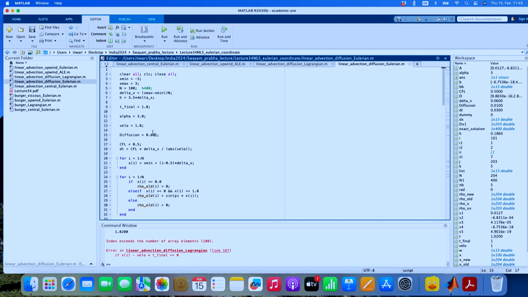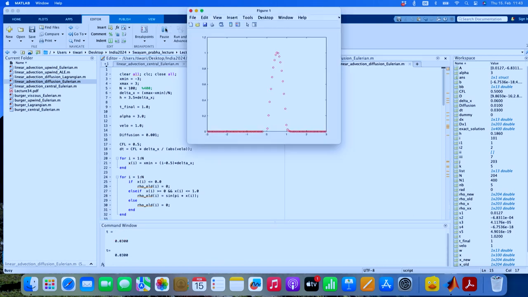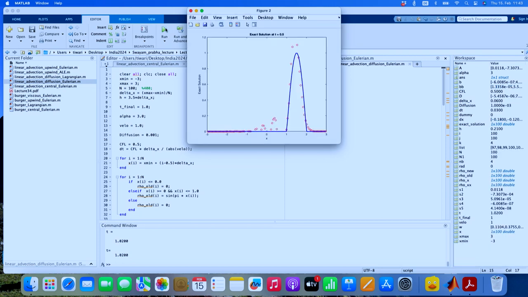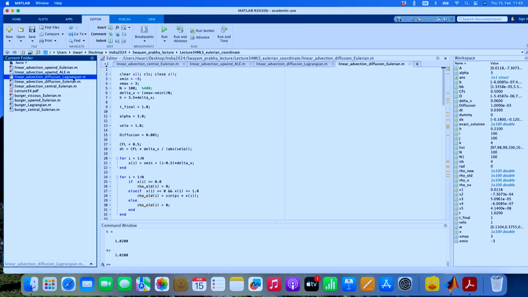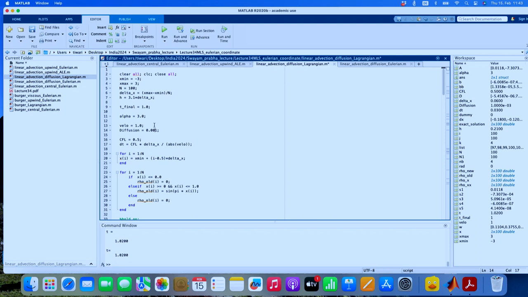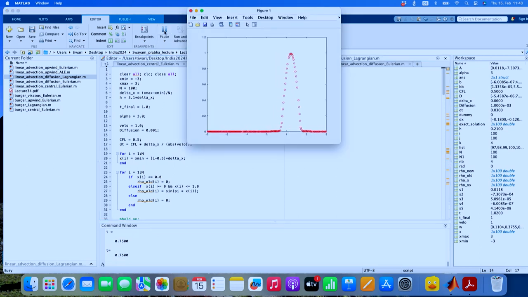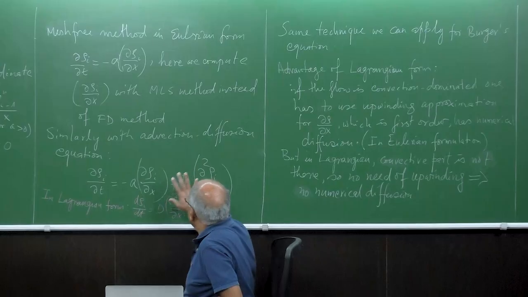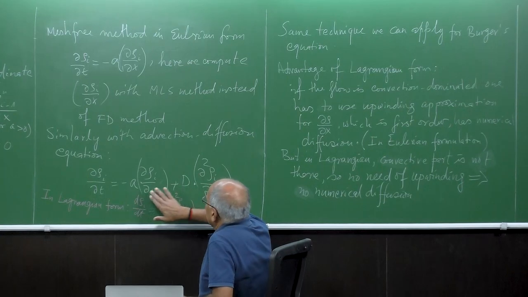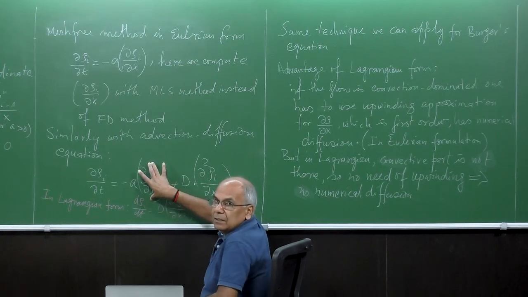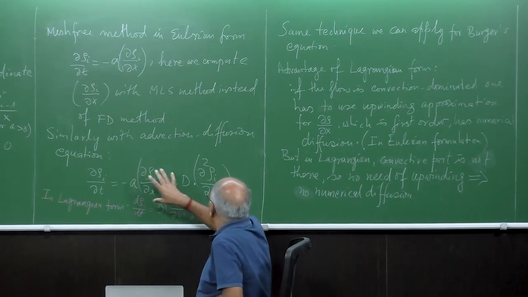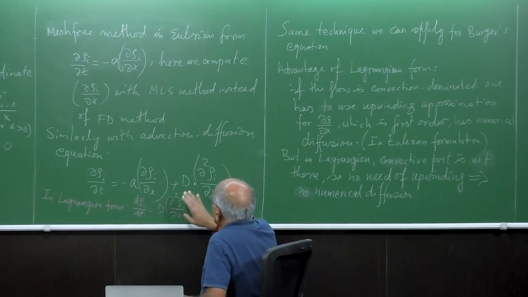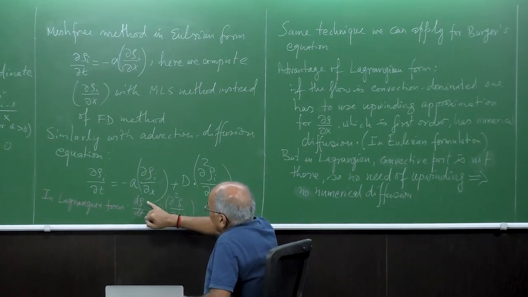Let me check again with the Eulerian formulation 0.01. It is much worse, oscillating too much. With the Lagrangian, even with very, very small epsilon, there is no problem. Everything is fine. Now the question is that when it is almost zero, it made a tremendous difference in the Eulerian formulation. But in the Lagrangian, if it is zero, we get the exact solution.